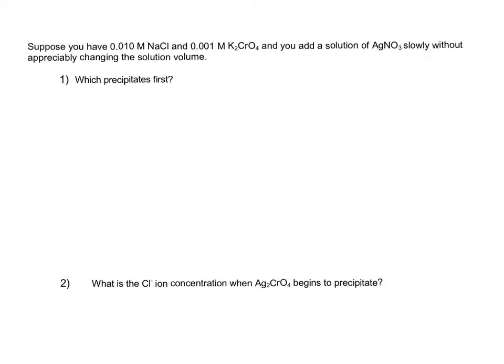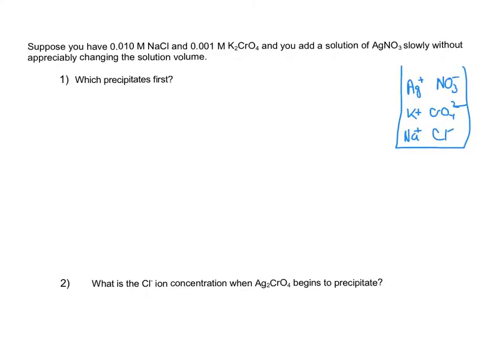So we have a beaker. We have NaCl, so let's dissociate the ions so it's a little bit easier to look at. So we have Na+ and Cl- from the NaCl. Then we're adding potassium chromate, which has K+ and CrO4 2-. And then to that, we're adding a solution of silver nitrate, and supposedly that's going to make something precipitate out. So we want to know what would precipitate first.